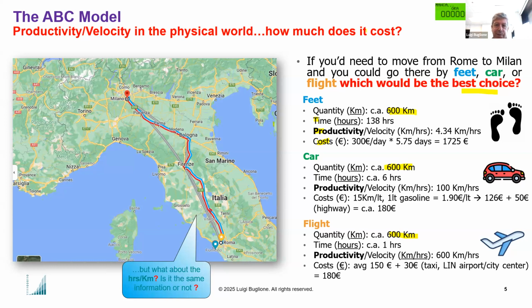I don't see any answer. Please don't be shy. Try to answer if hours per kilometer means productivity. What is your answer? The inverse. Okay, Thomas, you're right. And also Tom, Emanuele, and all the other people, you're answering with the right answer. So this is the inverse, the opposite ratio of productivity.